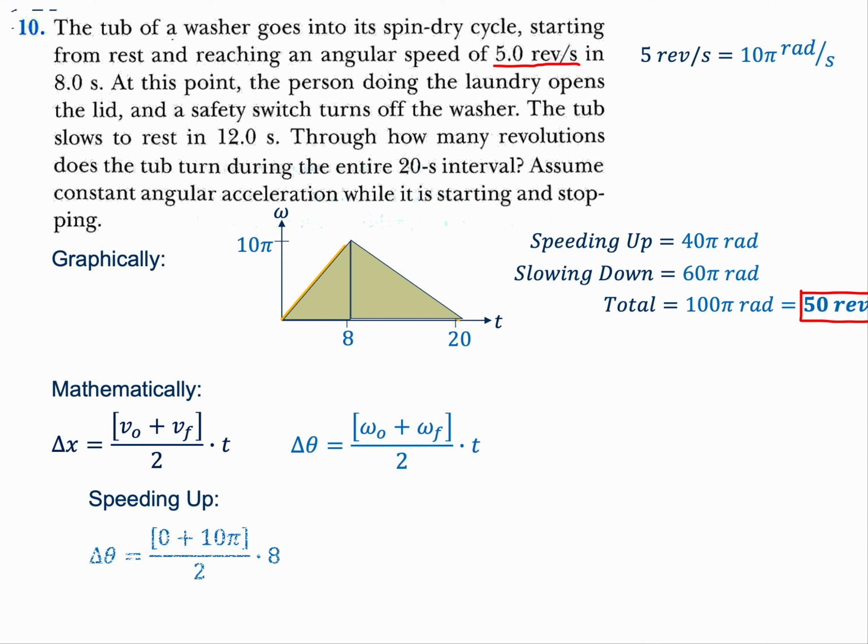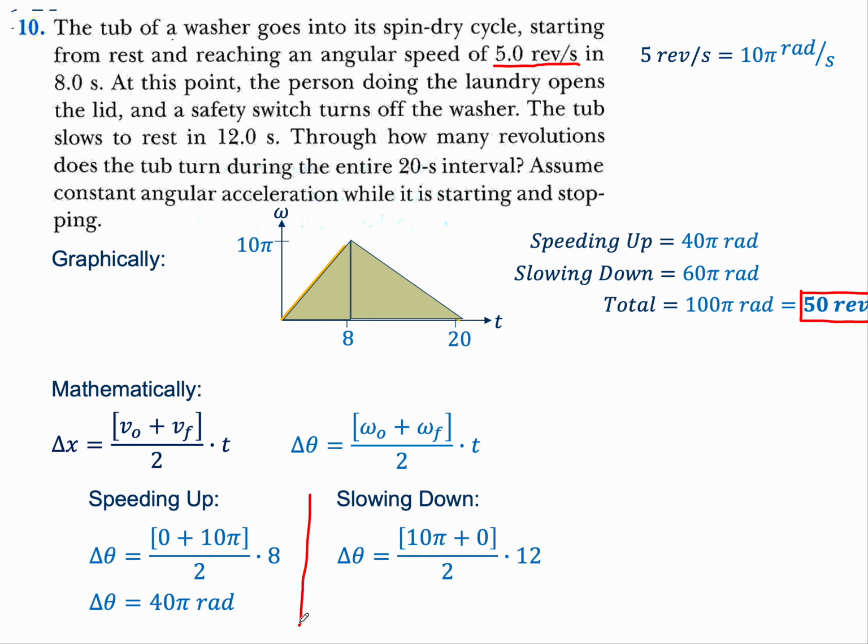While it's speeding up, initial velocity was 0, the final velocity is 10 pi, the time is 8, and you'll discover, oh yeah, 40 pi radians. While it was slowing down, we can use the same equation a second time. Initial velocity is 10 pi, final velocity is 0, time is 12 seconds, and you'll get the 60 pi. Again, just doing a quick little sum of these two, you'll discover the total is 100 pi radians, or again, 50 revolutions. So you can solve this one either mathematically or graphically.